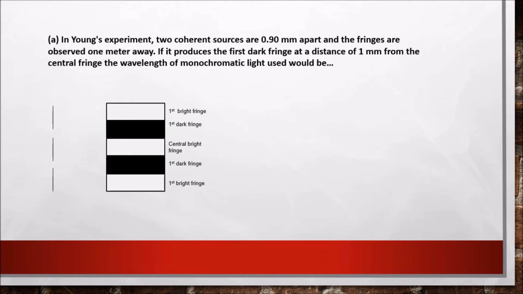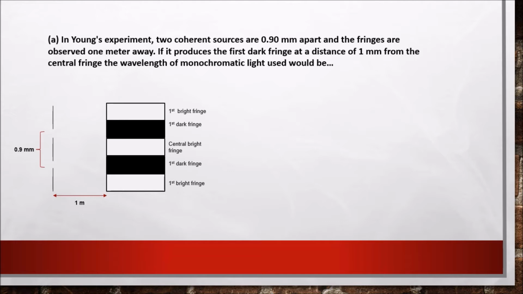Okay, let's proceed to question number 2a. In Young's experiment, two coherent sources are 0.90 mm apart and the fringes are observed 1 meter away. If it produces the first dark fringe at a distance of 1 mm from the central fringe, the wavelength of monochromatic light used would be? We can assume that 0.90 mm is the small letter d, and 1 meter away is the capital D.